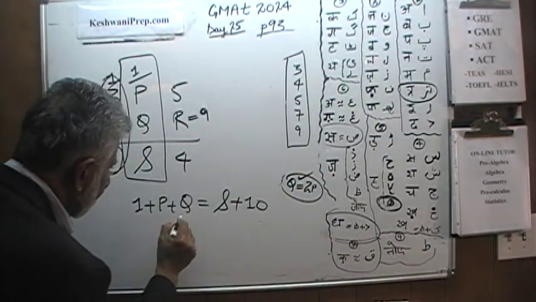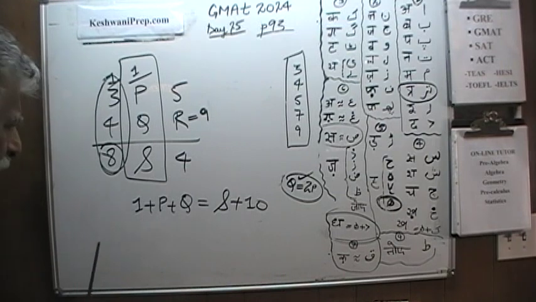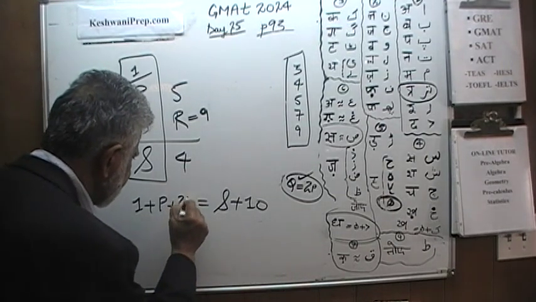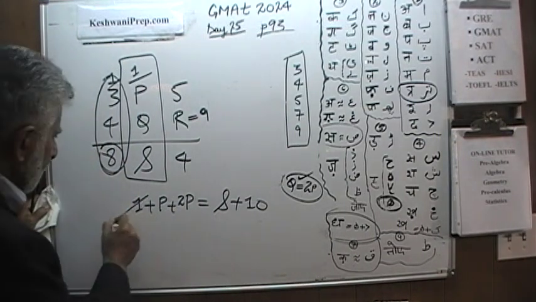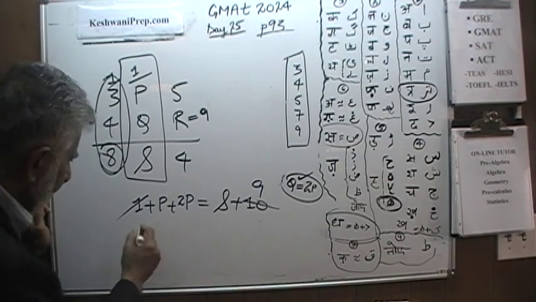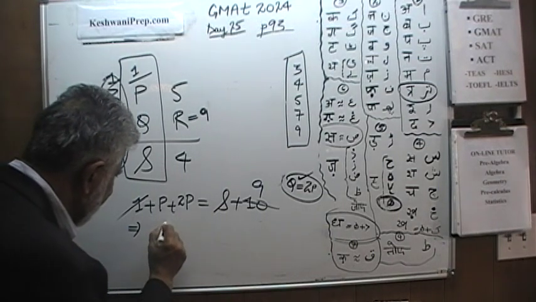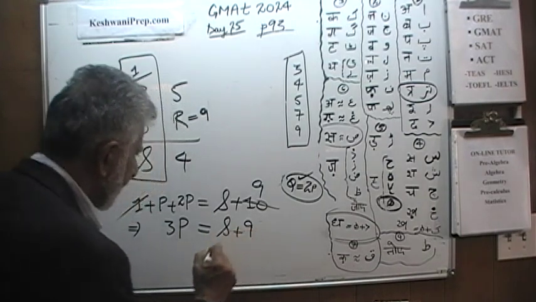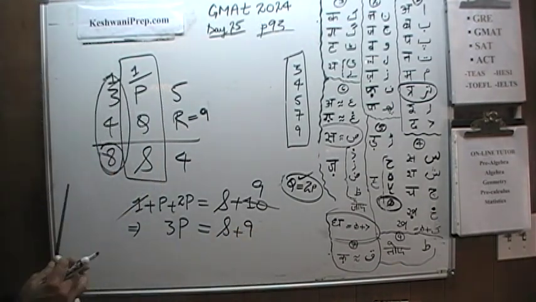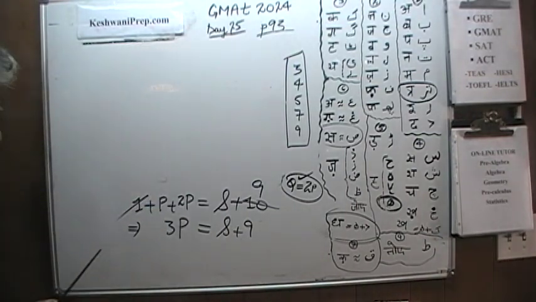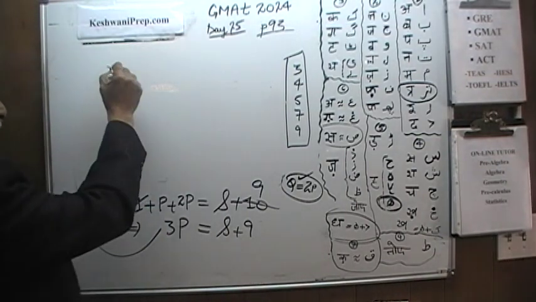Q equals 2P. So instead of rewriting the whole thing, I'm just going to replace Q with 2P. There we go. Take out the 1 from here, that becomes a 9. And what this tells us is that 3p equals s plus 9. Let's continue this from the top. We need the room. We're going to pick up this equation right here.